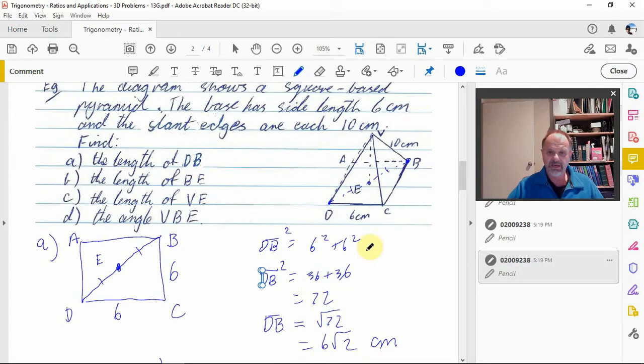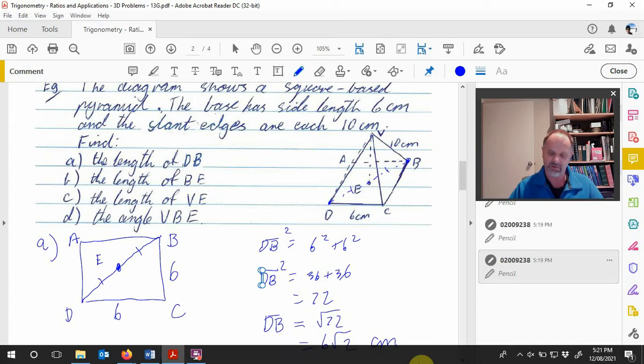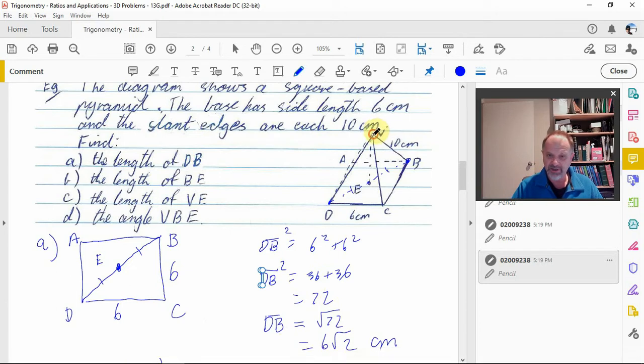All right, the length from V to E. So that's from our vertex down to here. Now, remember I said before that it drops straight down, so it makes right angles with the base. Standard vertical. So when we have a look, B to E we've just worked out. The slant edges are 10, and then that's the height of our pyramid, which is the length of V to E.